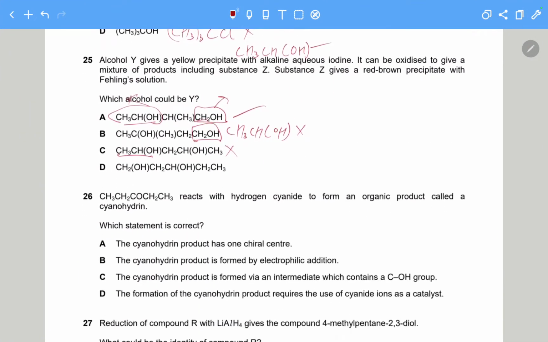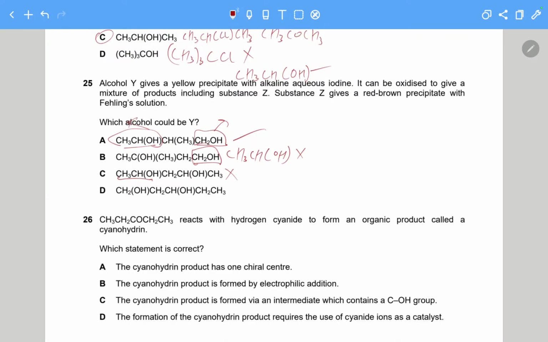And then CH2OH-CH2CHOH-CH2CH3. Again, this does not have any CH3CHOH. So this cannot be the correct answer. And it also does not have a primary alcohol group, so it cannot be oxidized to an aldehyde. So all in all, A is the correct answer.